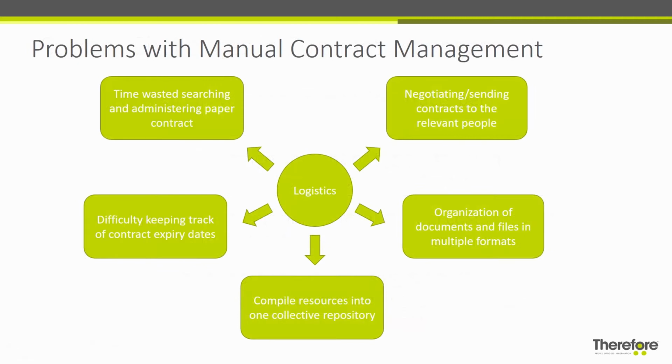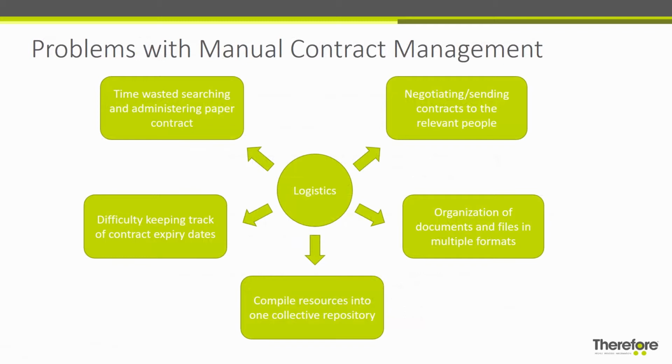Now, we have briefly gone over some of these points earlier, but I think it is important to reiterate the significance of the problem facing current contract management solutions with a bit more depth. So first, let's take a look at some of the logistical issues that may be experienced by users of traditional paper-based contract management styles. For one, a lot of time is wasted searching and administering paper contracts, and this is primarily because these have to be sought after manually. Meanwhile, keeping track of contract expiry dates can be challenging when trying to keep up with the manual reminders.